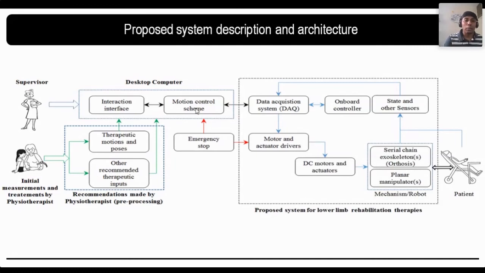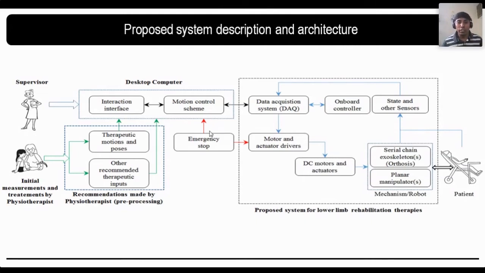Now the supervisor would just attach the device to the patient, and it starts. You can see that the motion starts functioning. Now at any point, if the patient or the supervisor feels that it is going wrong or it is hurting the patient, they can apply the emergency stop. It would stop at the safe position. So this is the overall system.